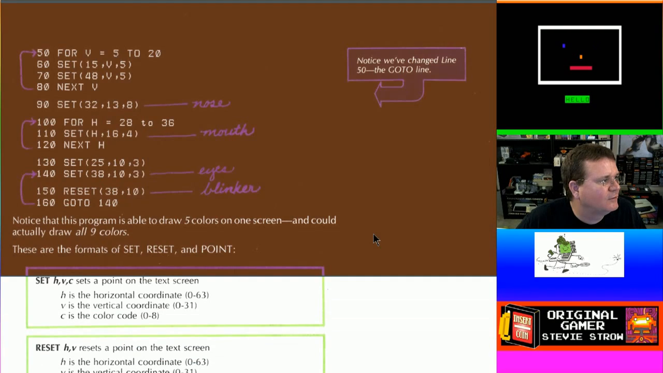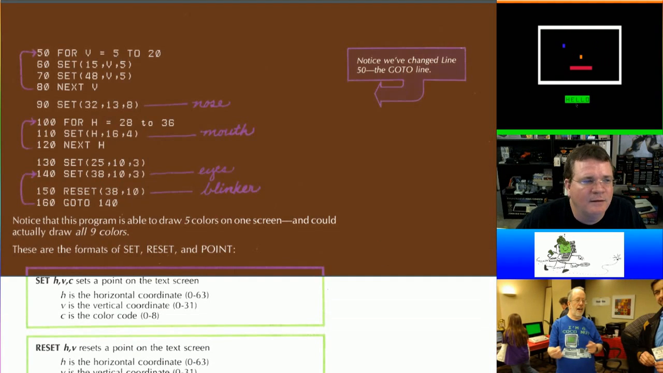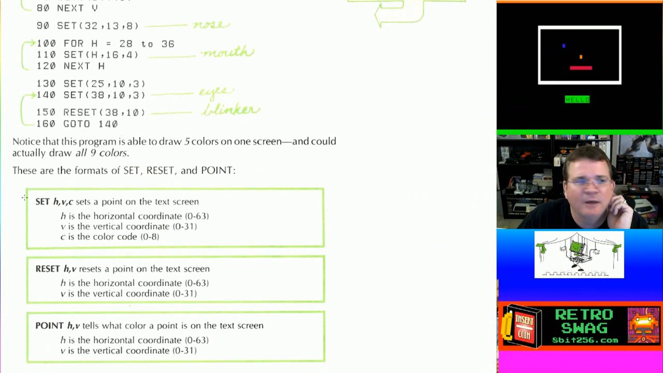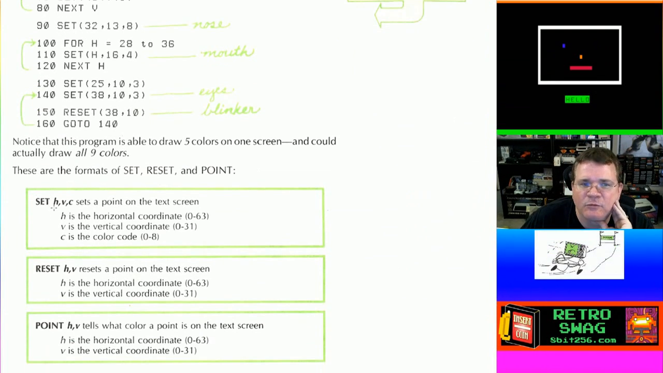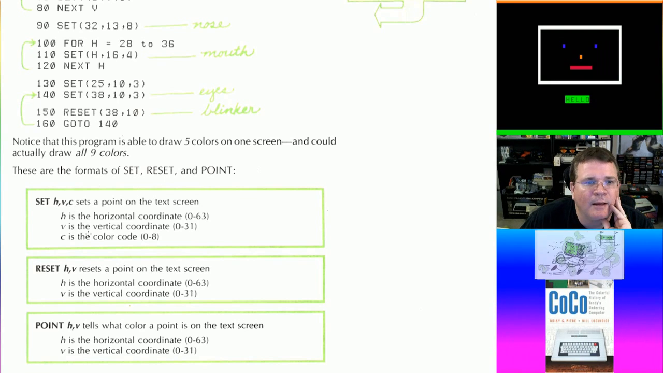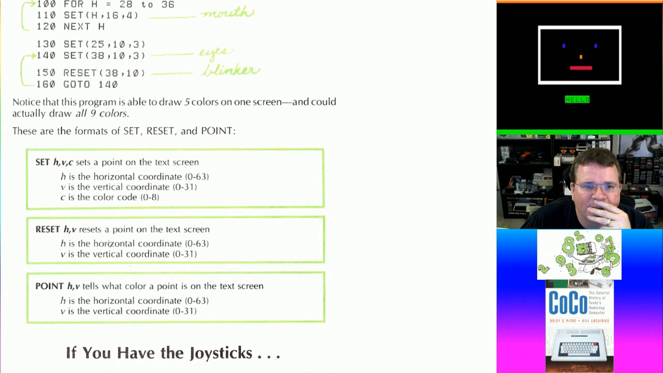And then it goes on to explain the syntax or the format of how the SET command works. SET works off of a horizontal coordinate, a vertical coordinate, and a color, right? RESET, we don't specify a color.